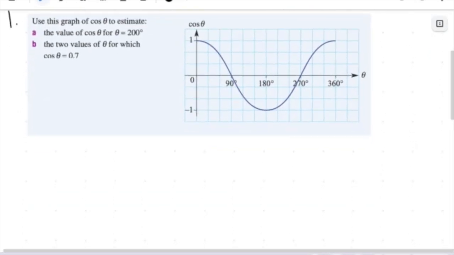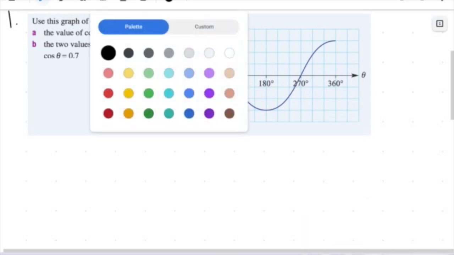Now, in this question, it says use this graph of cos theta to estimate, in part A, the value of cos theta for theta equals 200. So we're putting in some input here, and we're going to get out some kind of ratio of cos theta. These trig graphs are just like the functions we looked at in previous topics. You put one thing in, you get one thing out. So what we want to do first is roughly locate about 200 degrees. Once again, this is just a rough estimation.